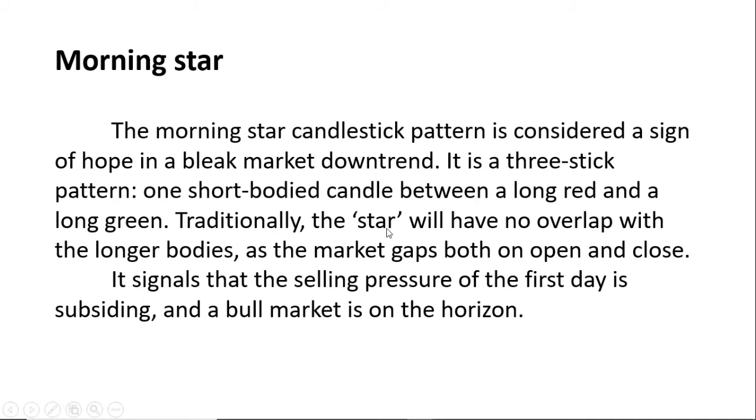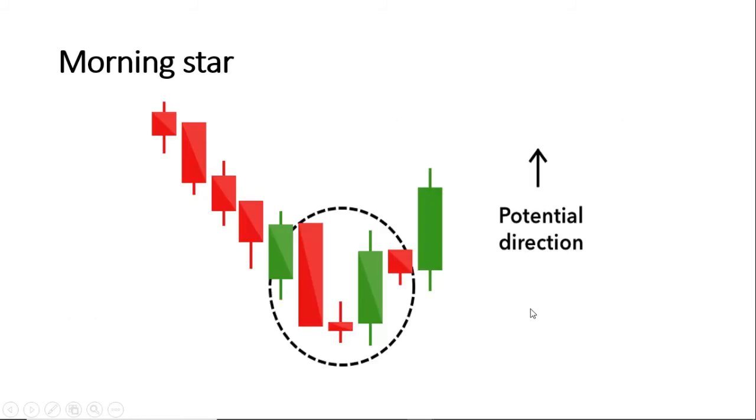Traditionally, the star will have no overlap with the longer bodies. It will not be overlapping. As the market gaps both on open and close, it signals that the selling pressure of the first day is subsiding and the bull market is on the horizon. So what does this mean? At this point, the opening price and the closing price are almost at the same point. It's a very small candle.